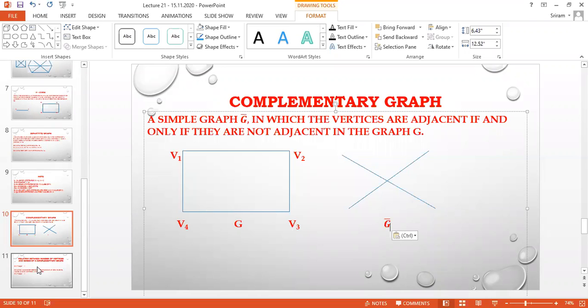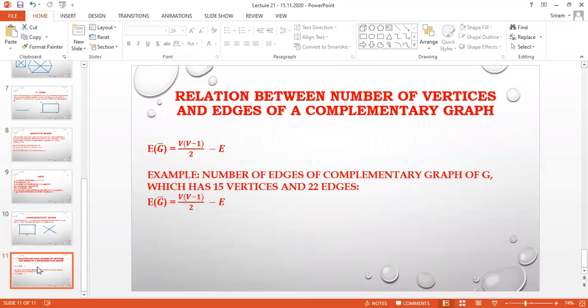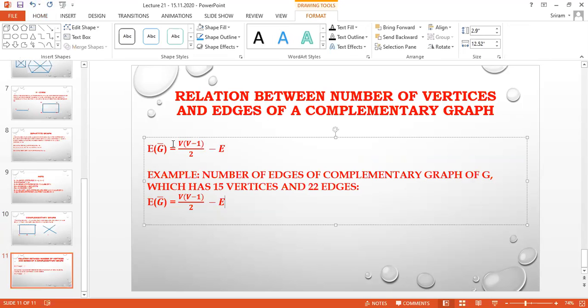Teacher, how to find this answer, teacher? This is very simple, dear. Here is a rule. The number of edges of G bar is equal to V into V minus 1 divided by 2 minus the number of edges. For example, the number of edges of a complementary graph G, which has 15 vertices and 22 edges. I am going to put this in the rule, V into V minus 1 divided by 2 minus E.